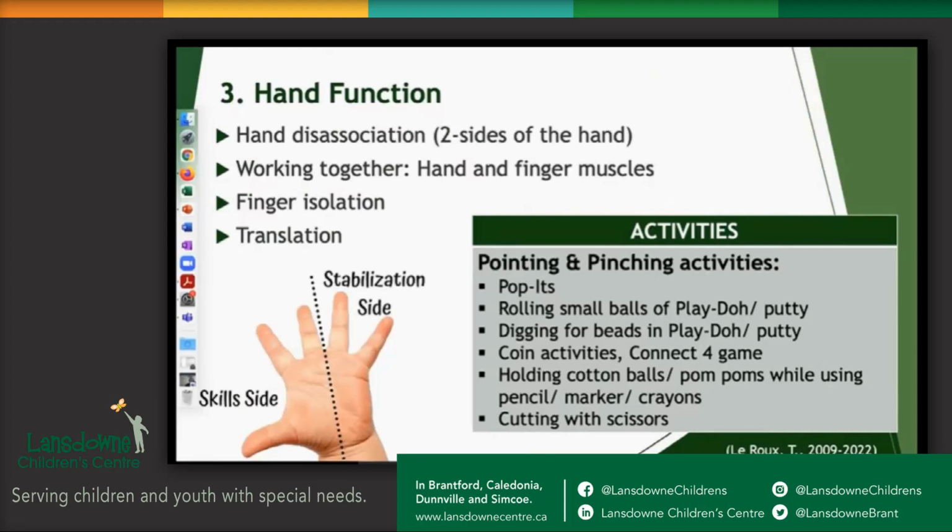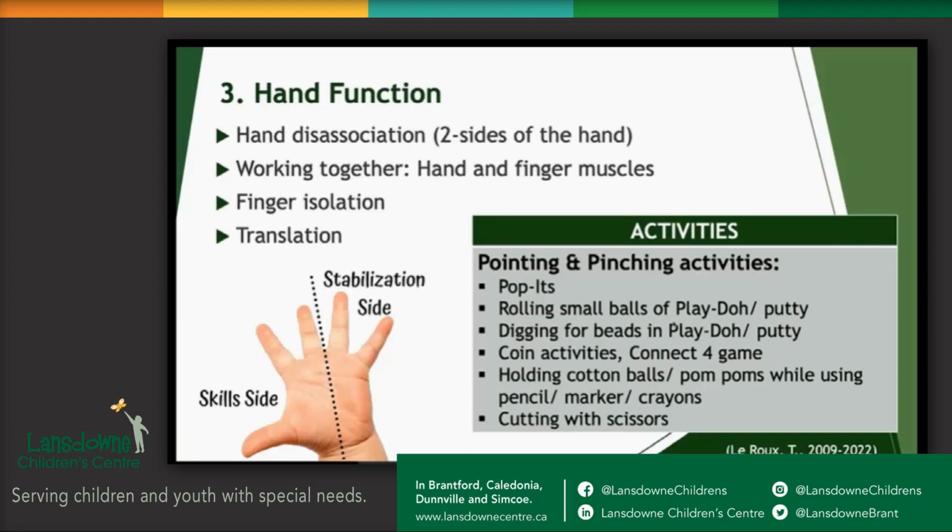So the way we break down hand function is that we have what's called hand dissociation. We look at the hand with two sides. The side where the thumb is, all the way through and including the middle finger, is what we call the skills side or the working side of the hand. And that's really the side of the hand that, in kindergarten, we really want to develop. So what does that leave us with?